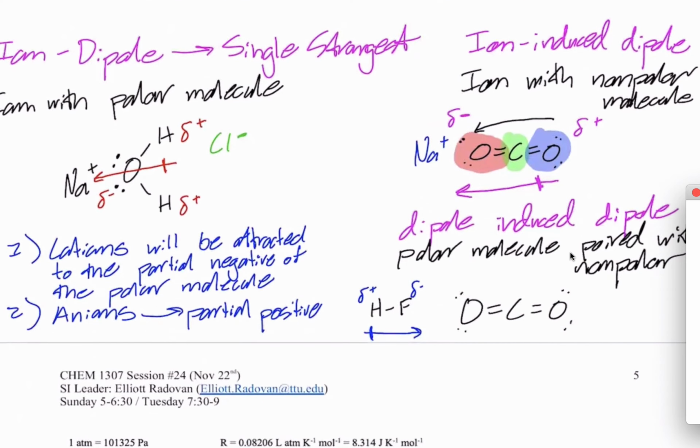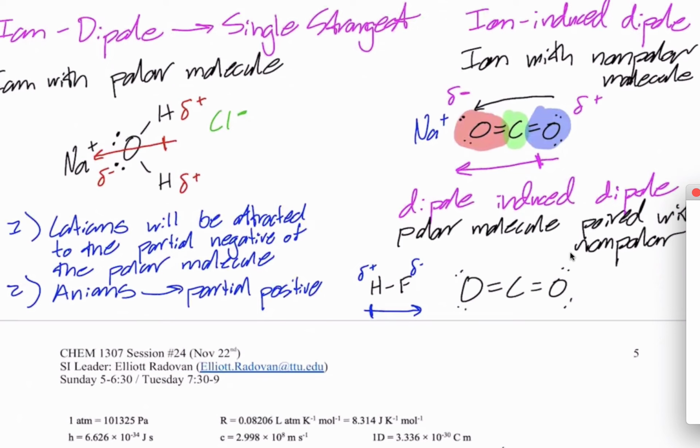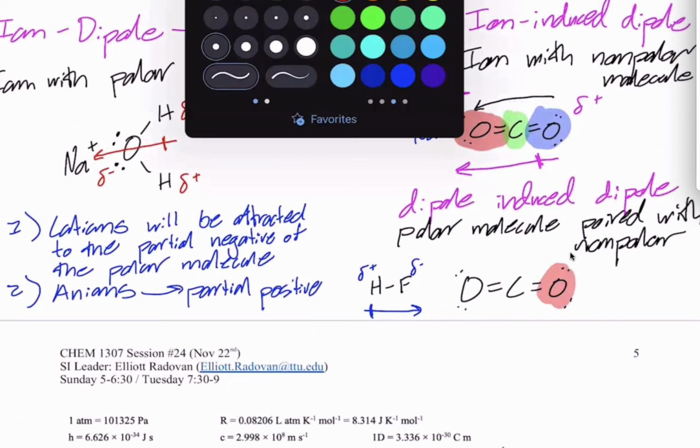Okay, so back to dipole-induced dipole. This time, our force that's causing this normally nonpolar molecule to become polar is a very polar molecule. This polar molecule has a very strong partial negative on the fluorine. So all of these electrons in this CO2 molecule are going to want to move away from that partial negative, right? Because like charges repel. So those electrons are all going to pool on the other side of that molecule, as far away from that partial negative as they can.